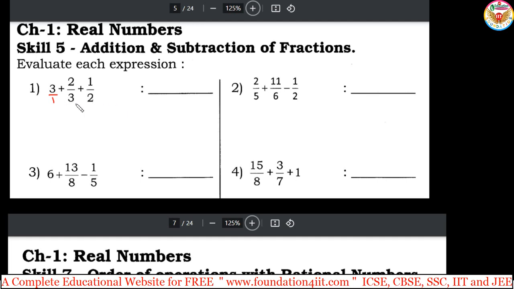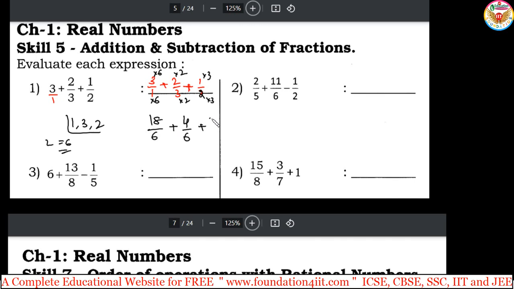Or else listen: 1, 3, 2, LCM. First you have to find out the LCM. 1, comma 3, comma 2. LCM is 6. LCM is equal to 6 for 1, 3, 2. Then we should make the same denominator. 3 divided by 1 plus 2 divided by 3 plus 1 divided by 2. So to make the same denominator, into 6, the same 6 we multiply here. So into 2, the same 2 should multiply. This is 2 now. So into 3 and the same 3. Finally, this is 3 by 1 is 18 divided by 6, plus 2 by 3 becomes 4 by 6, 1 by 2 is 3 by 6.